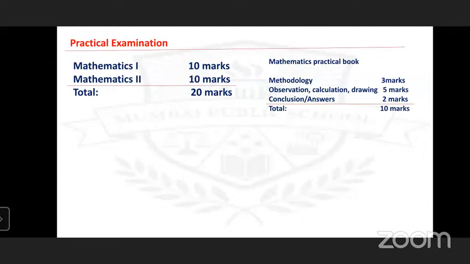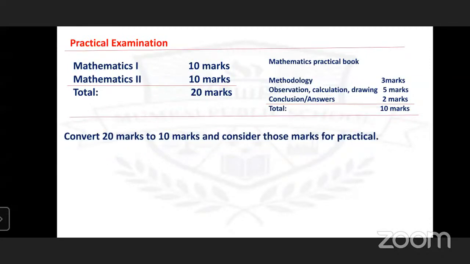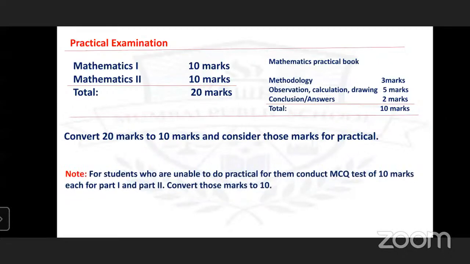So 10 plus 10 is 20, but this 20 marks will get converted into 10 marks. So this 10 plus assignment 10 plus written 80 is equal to 100 marks. In this way, the total marks of our mathematics paper is 100 marks.